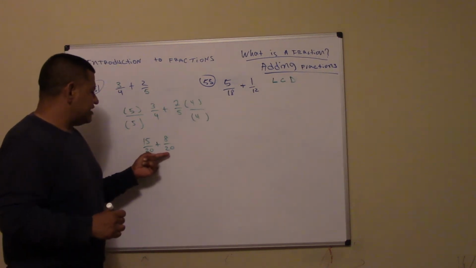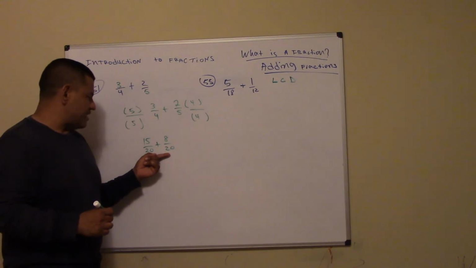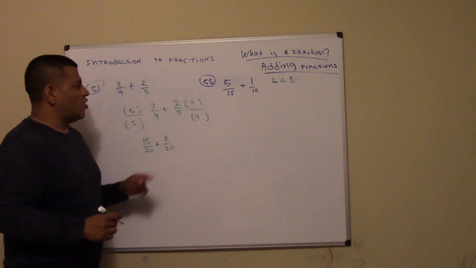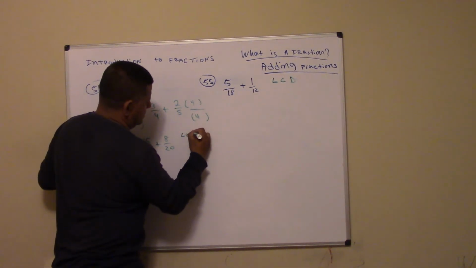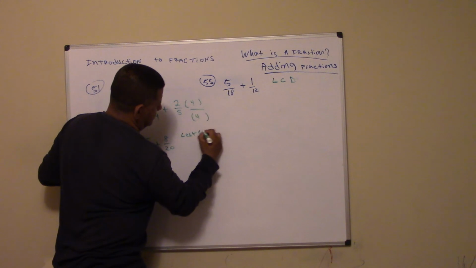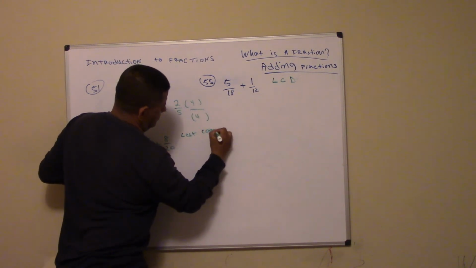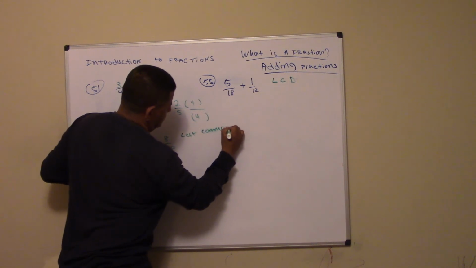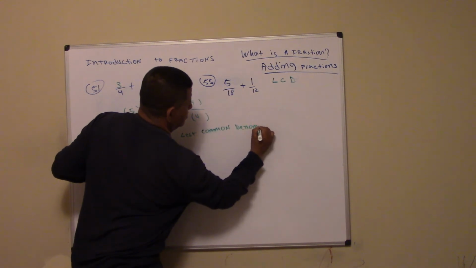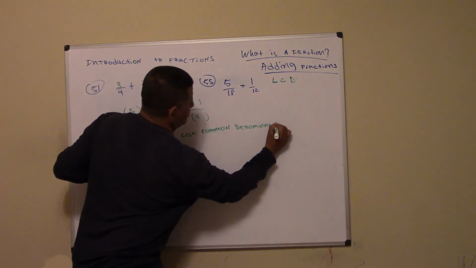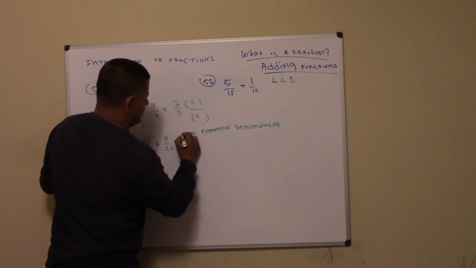Now I've got the two denominators looking the same, and that is called the common denominator. Least common denominator. So this is the least common denominator.